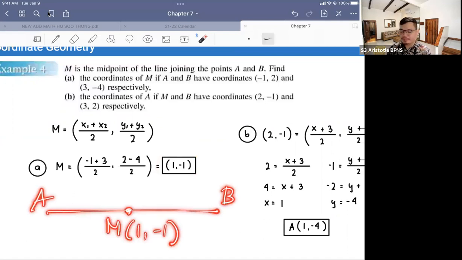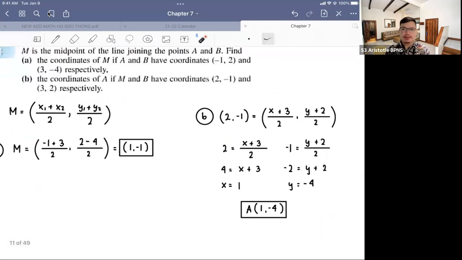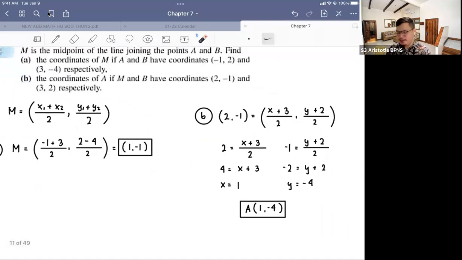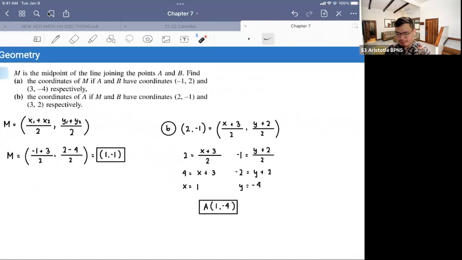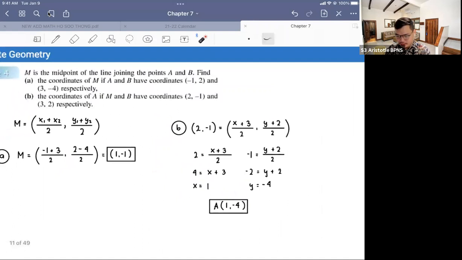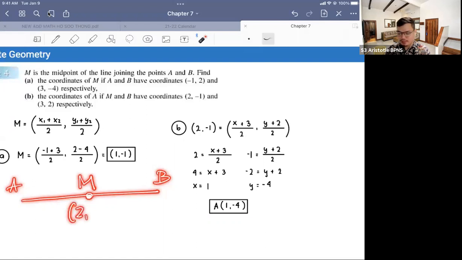All right, none? All right, now let's go to letter B. Letter B is a bit more complicated than letter A. Now, let me explain letter B. You still have line AB, and then you have point M in the middle as your midpoint. Now, the question here is, point M is given. Point M is at 2, -1. And then point B is at 3, 2.